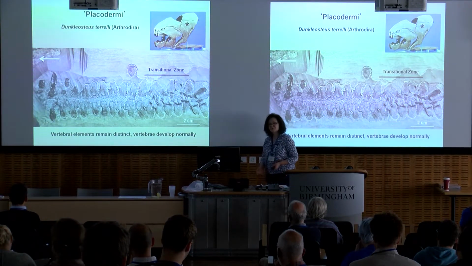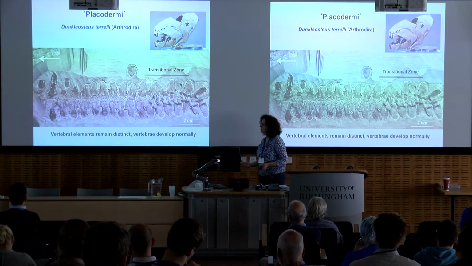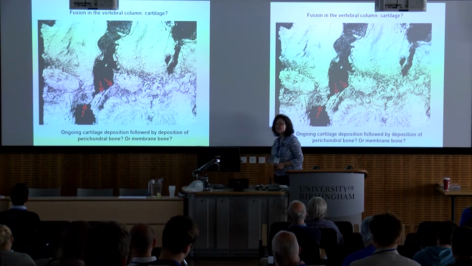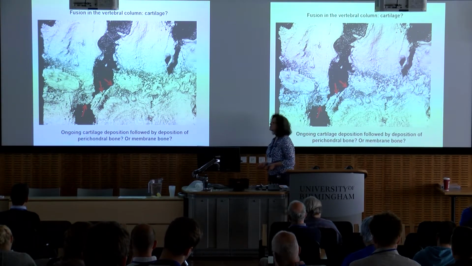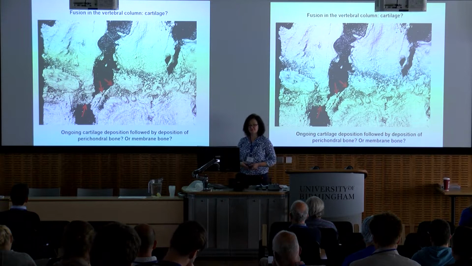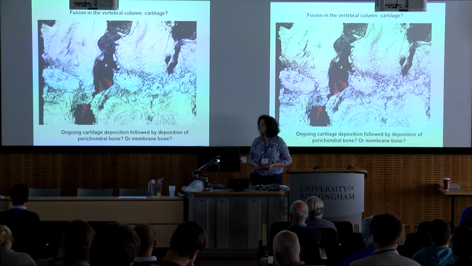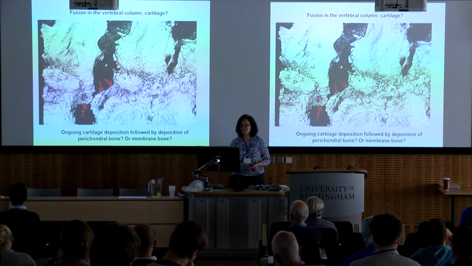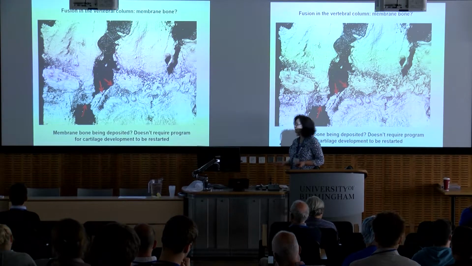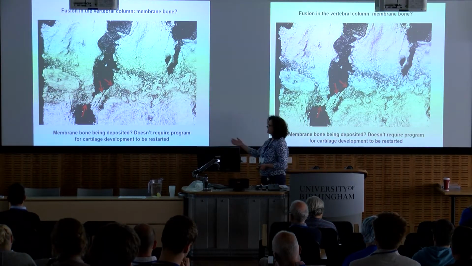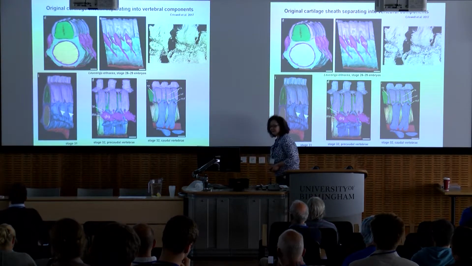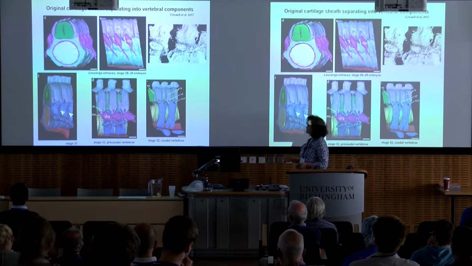So again, the vertebrae develop normally; somitogenesis occurs normally in the ptyctodonts and in the placoderms as a whole. But again, how does this fusion occur? Well, as I just mentioned, it could be that possibility of ongoing cartilage deposition or a resetting of the cartilage program followed by the deposition of perichondral bone. Or perhaps a bit more parsimoniously, it's just membrane bone being deposited. Membrane bone doesn't require the cartilage program to be restarted all over again, but it would still function to fuse those vertebrae together.